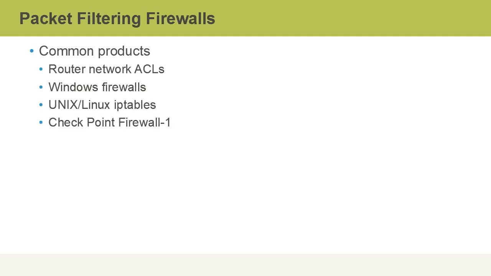Common packet filtering firewall products include configuring network access control lists or ACLs on your router, whether you're using a Juniper or Cisco router. You can also configure the Windows firewall solution, or you could use the Linux and Unix iptables command, or any newer derivative such as the firewalld daemon. Or you might use other tools such as Checkpoint Firewall-1. The list goes on and on and on.